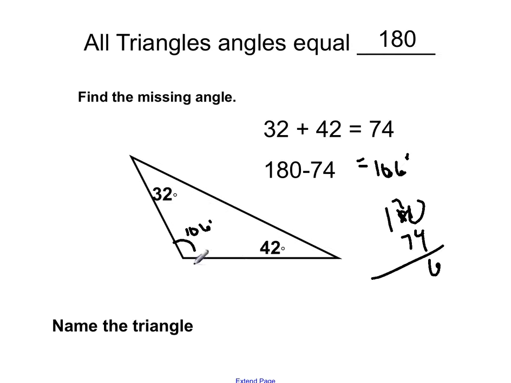So to name this triangle, it's bigger than 90, so that would be obtuse. None of the sides are the same. How I know they're not the same is to have the same side, they would have to have the same angles. So if this was 32 and this was 32, then it would be an isosceles, but in this case, it's a scalene.